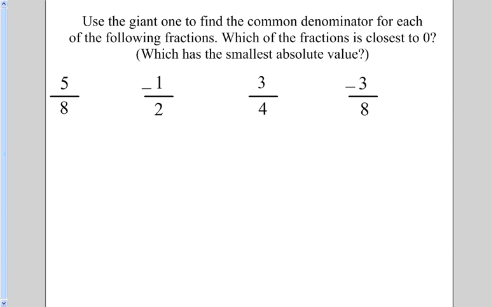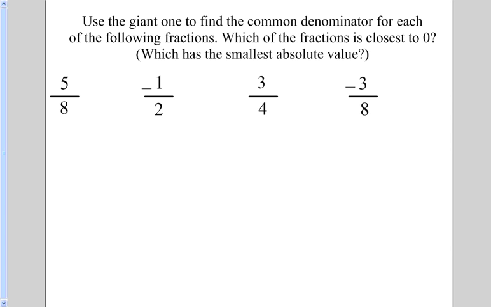Okay, so how are we going to find that out? Well, we have 5/8, and then we have a -3/8, so we have two fractions that have eighths as the denominator, and then we have a -1/2, and we have 3/4. So we need to find a common denominator for each of those fractions. One way we can do that is to think about what we need to multiply those denominators by in order to have the same common denominator.